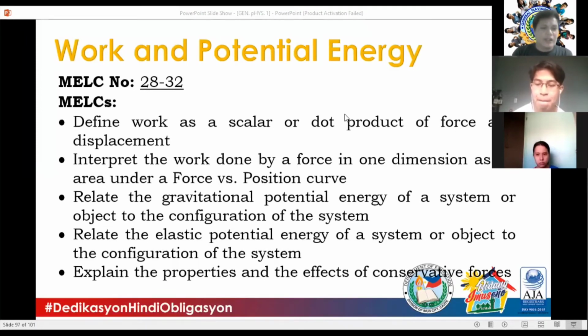Ito yung ating i-discuss this morning: relate the gravitational potential energy of a system or object to the configuration of the system, and then relate the elastic potential energy of a system or object to the configuration of the system, and then explain the properties and effects of conservative forces.